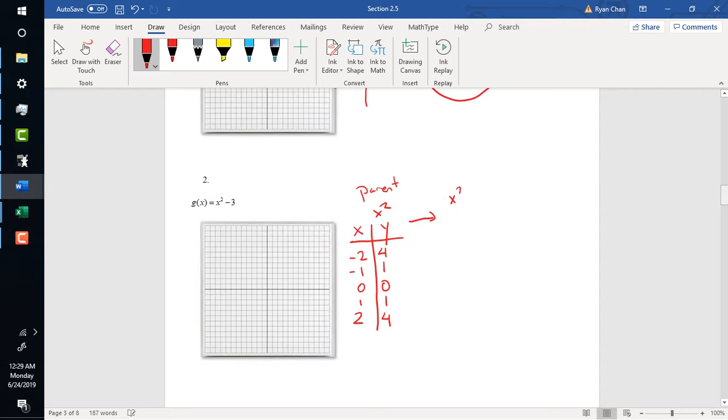Then I'm going to do x squared minus 3. What does that mean? The -3, if you guys remember, is a vertical shift down. So that means I'm going down by 3, which means my y, I'm subtracting 3. So this will be -2, 1, -1, -2, 0, -3, 1, -2, and 2, 1. So I have 0, -3, 1, -2, and 2, 1.